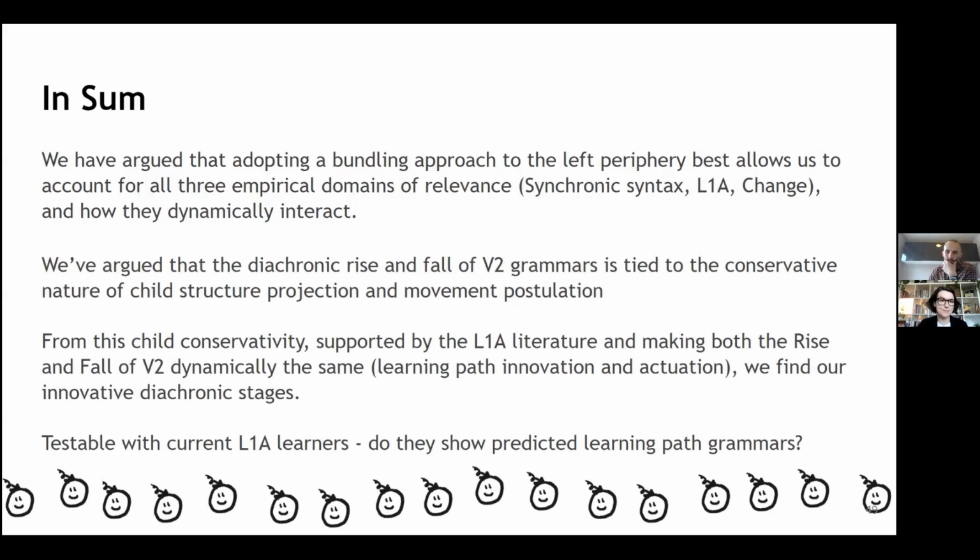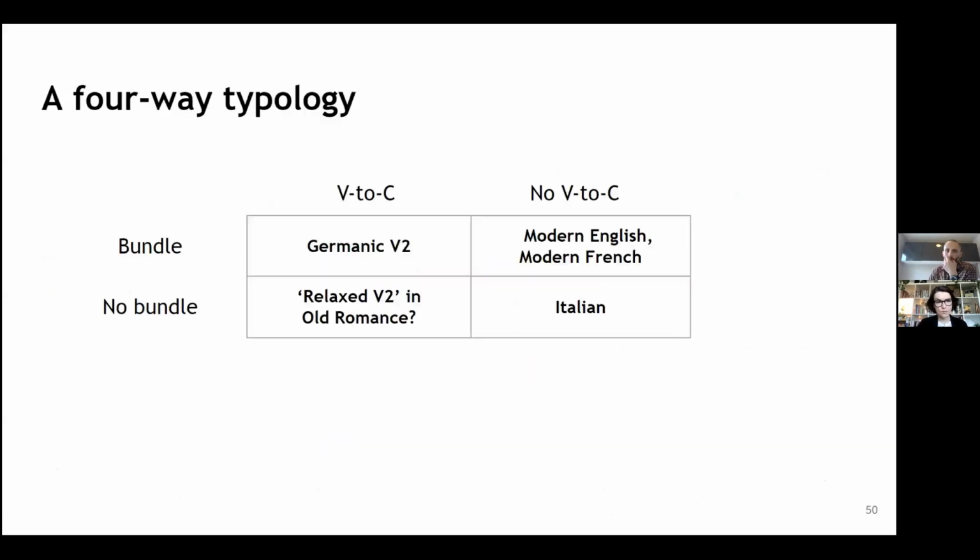Ask if you're interested. And wrapping up, we see a four-way typology of languages. So the Germanic V2, we have a bundle and V to C movement. Maintaining the bundle but losing the V to C movement, we have something like modern English or modern French. Having no bundle and no V to C movement, we have something like modern Italian. And then for no bundle, we have relaxed V2 and Old Romance. But here, as Espen noted, it's debated whether there was actually V to C, but if so, that would fit in that cell.